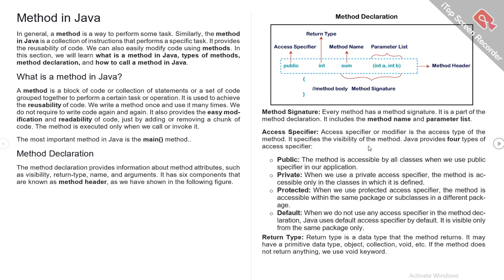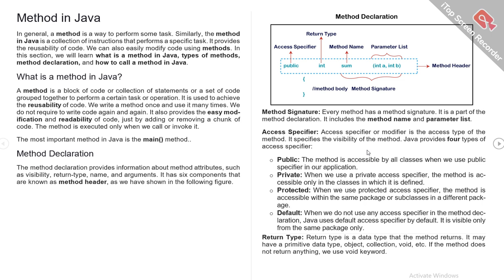Every method has a method signature, and it is a part of the method declaration. It includes the method name and parameter list. Then the access specifier. An access specifier or modifier is the access type of the method, and it specifies the visibility of the method. Java provides four types of access specifier.